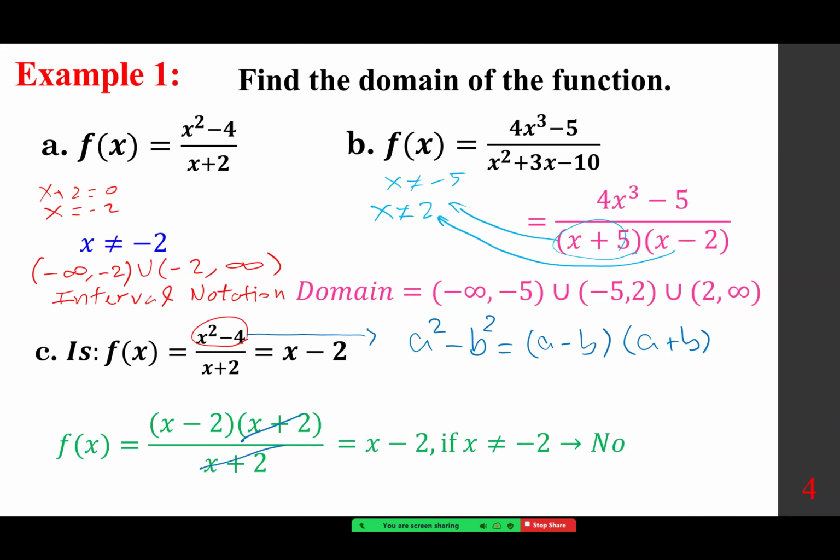However, this works if this is not 0. When you set this equal to 0, you get -2, you have to exclude that. So what would be the difference? If you were to graph y equals x minus 2, that would give you a line. If you were to graph this function, it would be the same line with a hole where x is equal to -2. So they are not identical. So one more time.